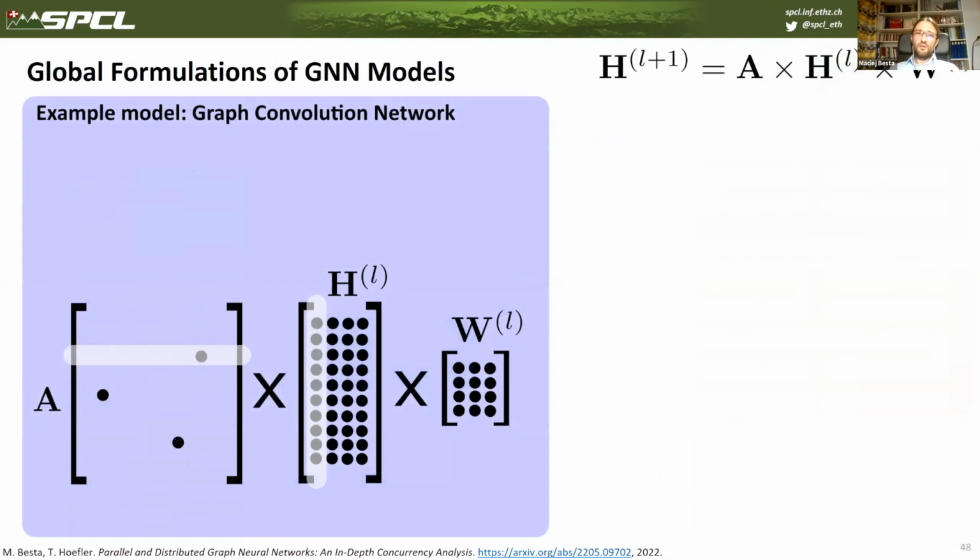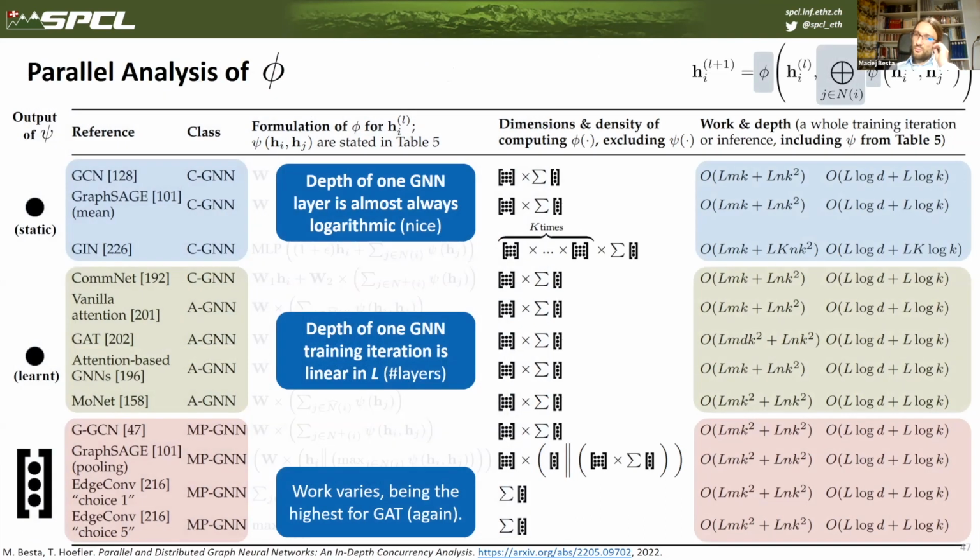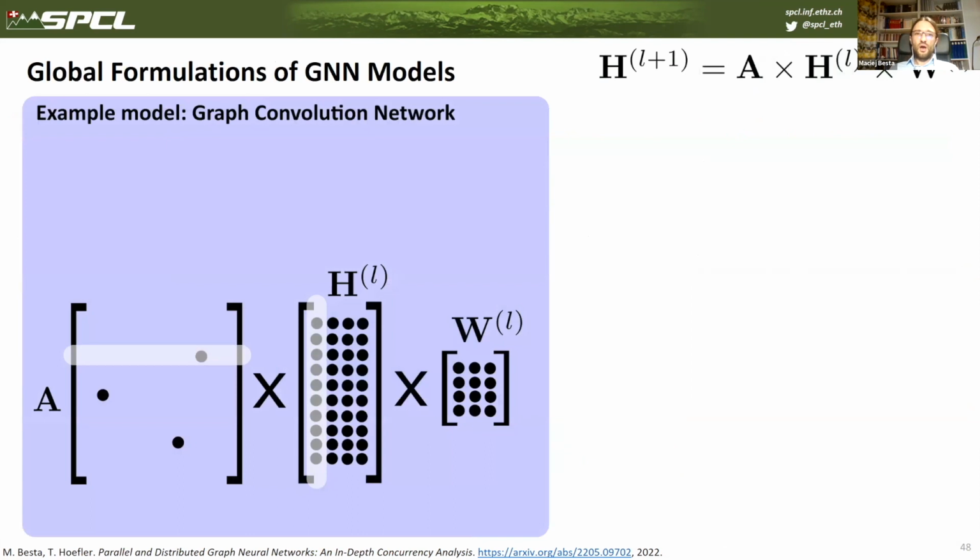So now let's take a look at the global formulations, right? With this slide, we finish our local formulation detailed analysis. The high-level outcome is that despite their differences and how their compute patterns look, all of these models are very nicely parallelizable without major bottlenecks in the depth, maybe having a high amount of work, which can, however, be alleviated by throwing more compute resources at them. Right now, let's take a look at how it looks for GNN models that we formulate using the global formulations.